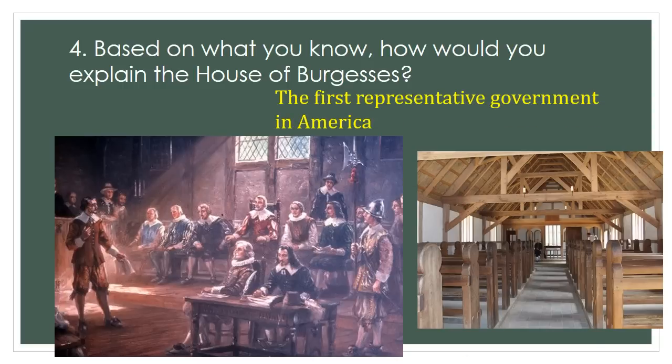They were the first representative government in America. Those who were elected to make these decisions were elected by the people living in Jamestown. They were also able to know what kind of problems were going on there. And this was helpful to be able to make effective and accurate decisions without having to wait a couple months to get a response from those in England.